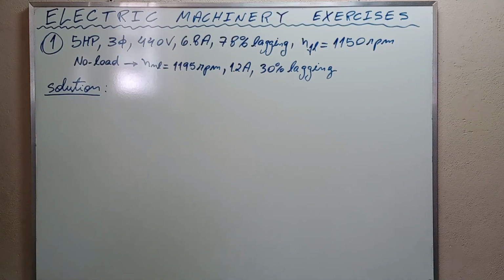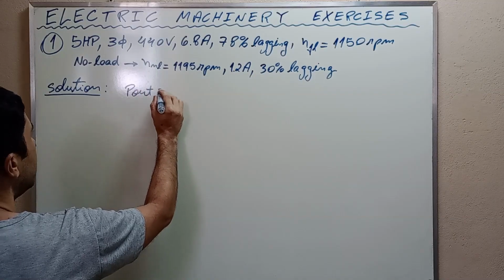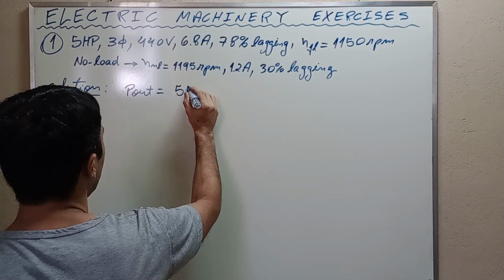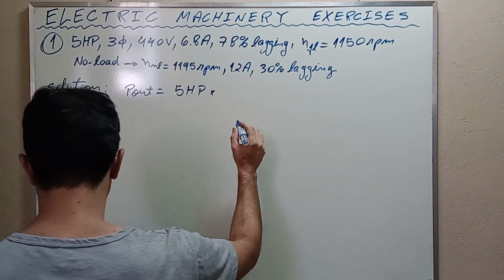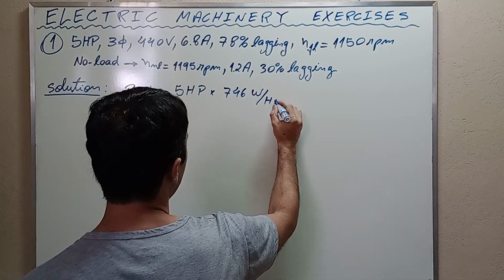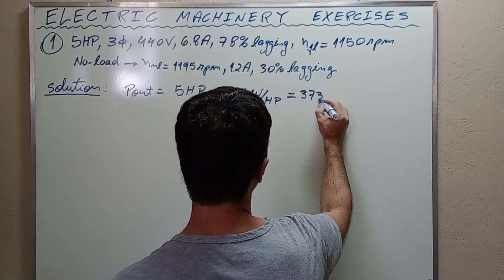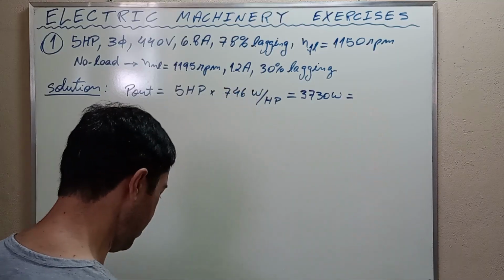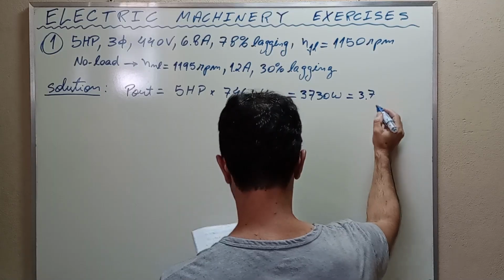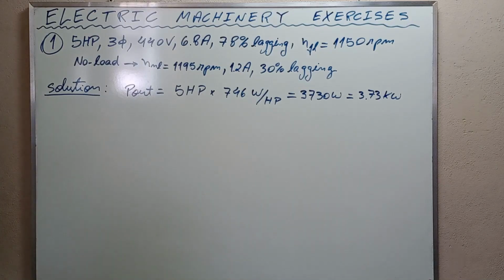The rated mechanical power is 5 horsepower, and converting it to watts we get the output power equal to 5 horsepower times 746 watts per horsepower, and this is equal to 3730 watts, which can also be written as 3.73 kilowatts. Alright, my friends, this is the output power.